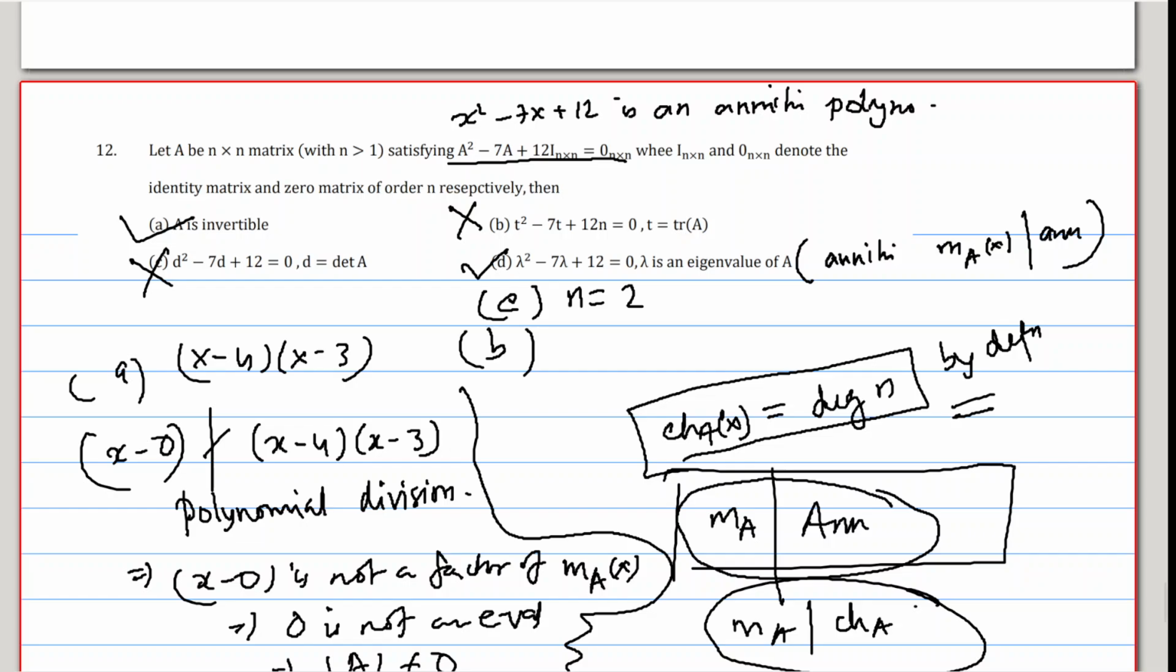Thirteen, we will skip 13, okay. You want to revise the concept first. Yeah, because I'm not very confident about Jordan canonical form. I don't even remember the definition. Actually, I forgot the definition of Jordan canonical form. It totally depends on the minimal polynomial.